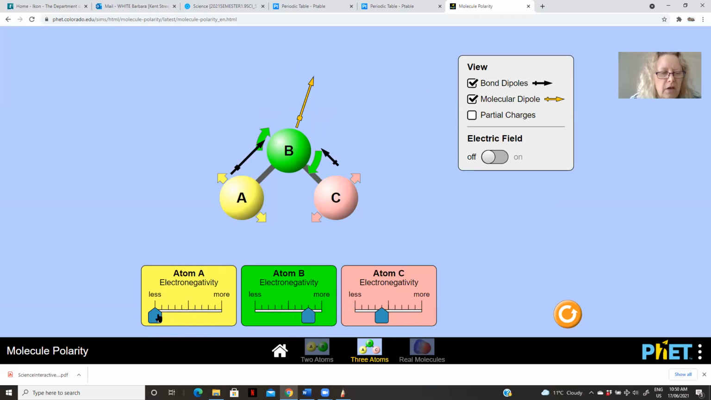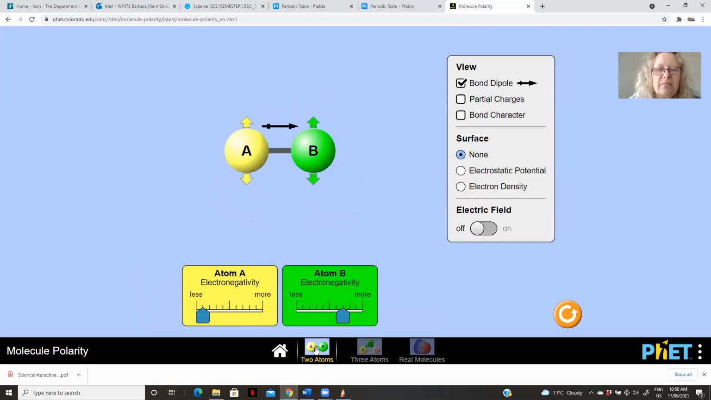Now, oh, there you go. You've got the individual strengths of those charges and the direction of those charges. I'm going to go back to 2 atoms because I think it's a bit easier to look at. And also, you can see that if you've got one that is completely negative and one that is completely positive, you've got an ionic bond. But between ionic bonds and covalent bonds, there's a kind of in between there somewhere.